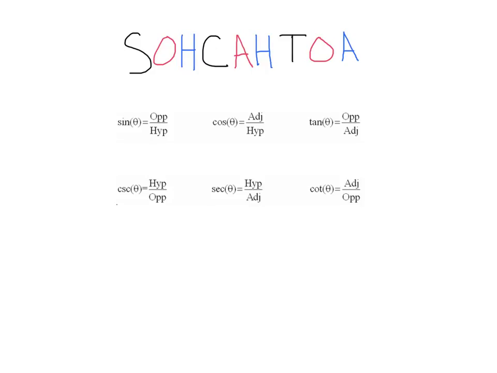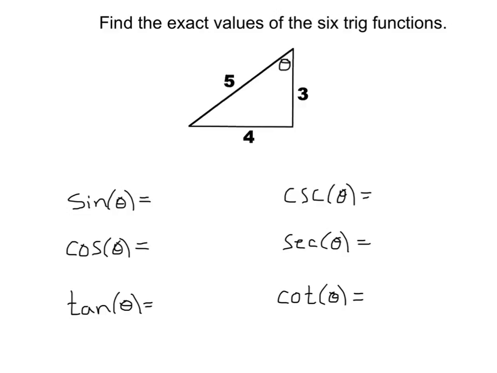So if you could remember Sohcahtoa, and you could remember that sine goes with cosecant, cosine goes with secant, and tangent goes with cotangent, except they're the reciprocal, then hopefully you can remember all 6 of your trig functions. These are a must know, so make sure within the next couple weeks you've got all 6 of these stuck in your head. Okay, let's go ahead and find the exact values of the 6 trig functions given this triangle here. So I see my theta is up here in the top right angle.